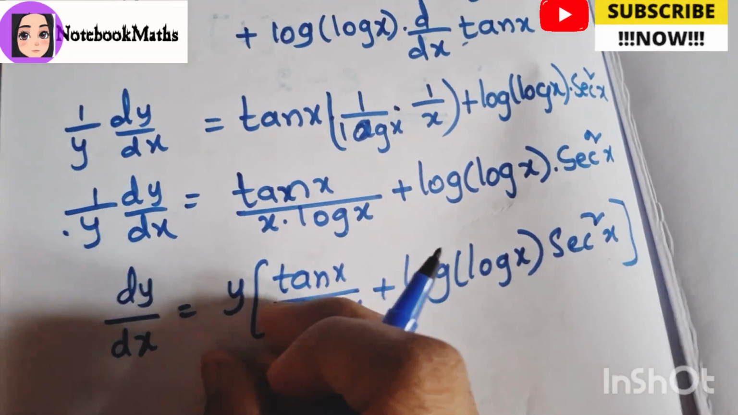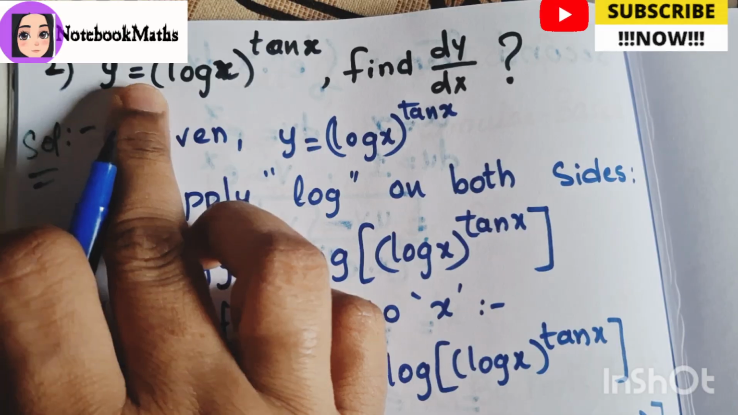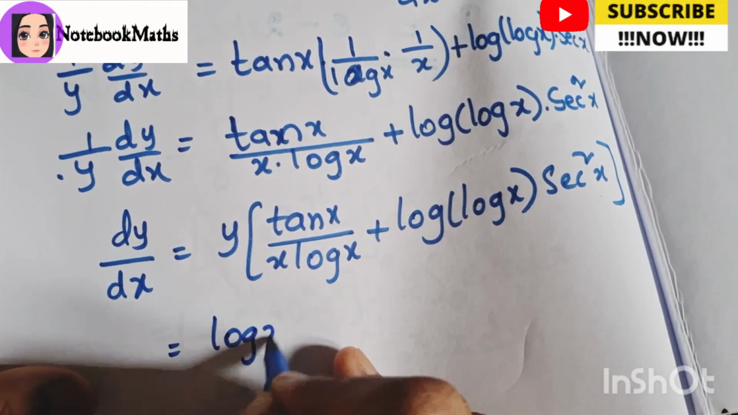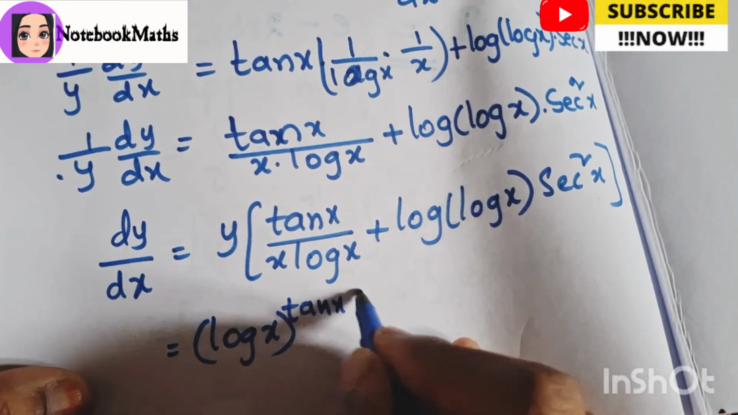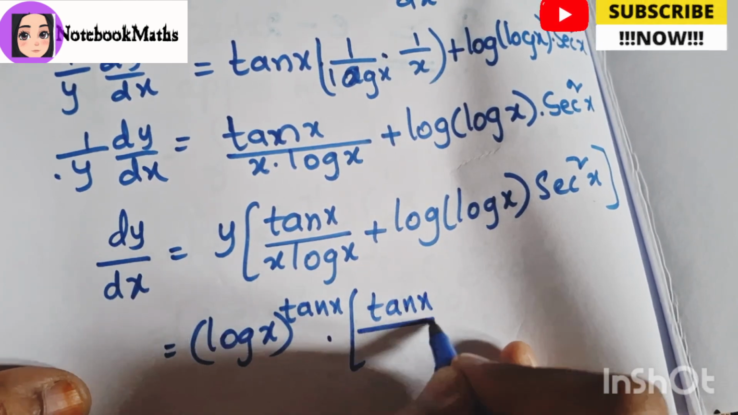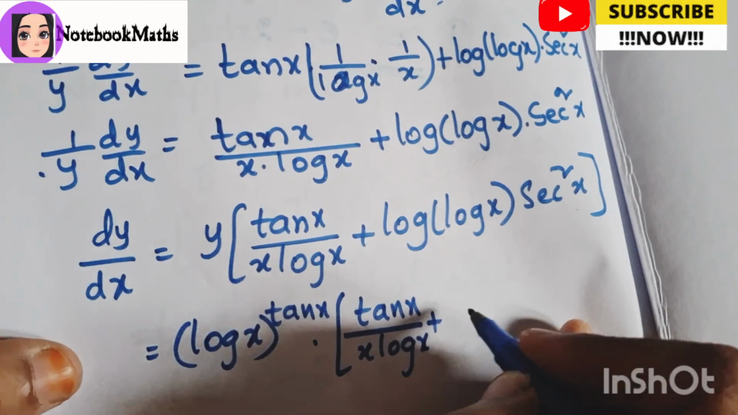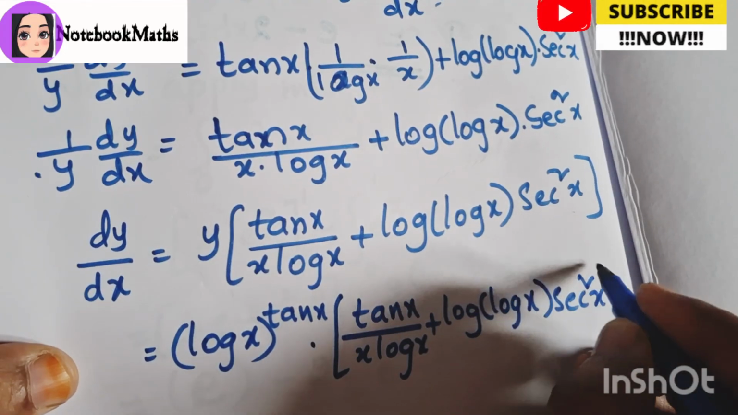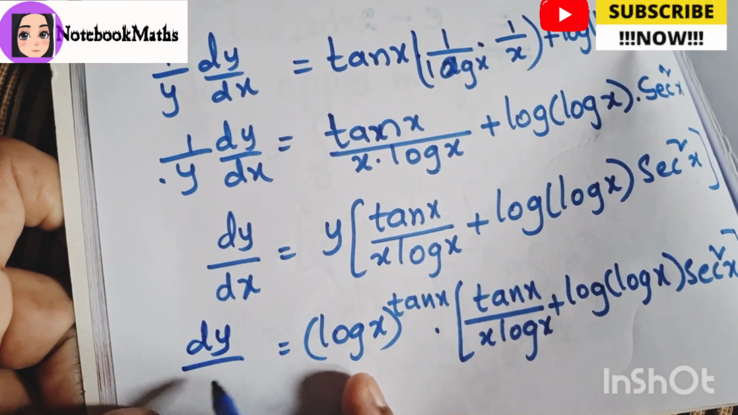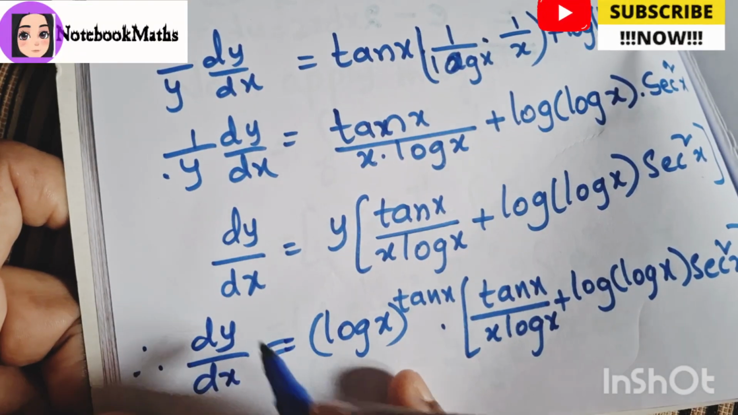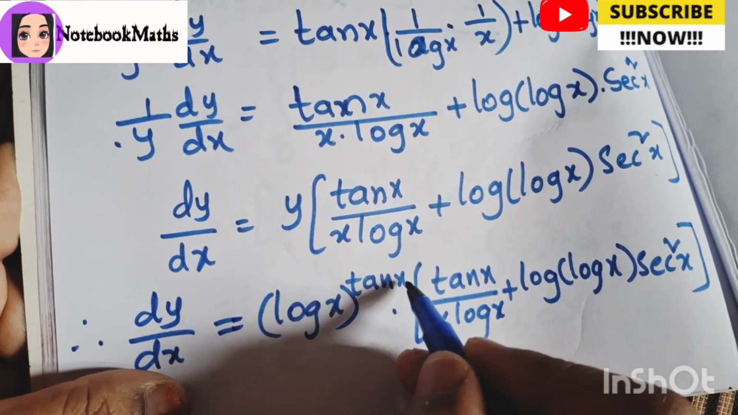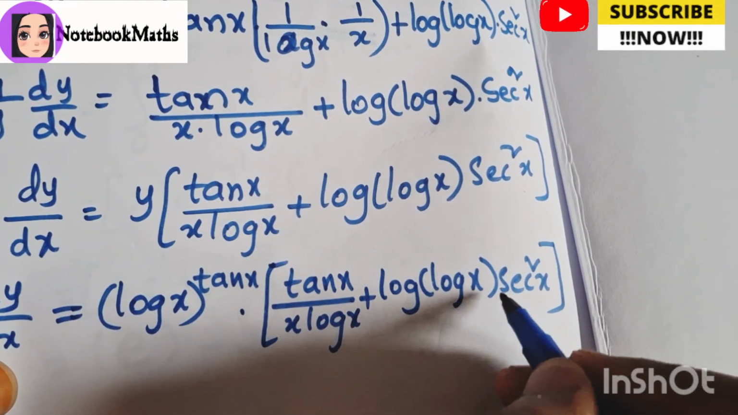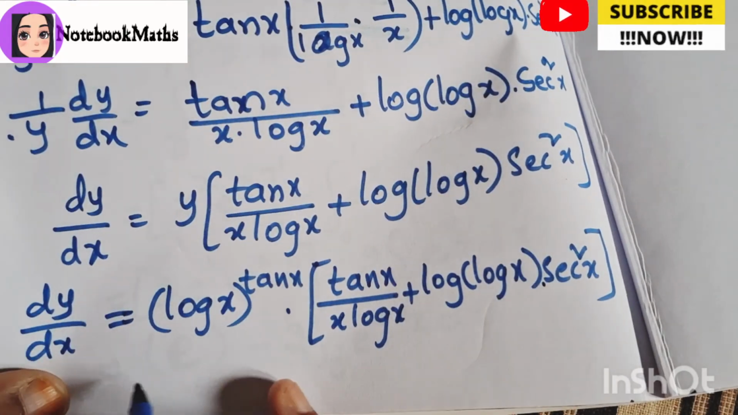But what is y in the given question? Y is already given, that is log x whole power tan x. So we substitute y: log of x whole power tan x into tan x by x log x, and we write the other term in the bracket as it is, log x into secant square x. So therefore dy by dx is equal to log x to the power tan x into tan x by x log x plus log x into secant square x. This is the solution.